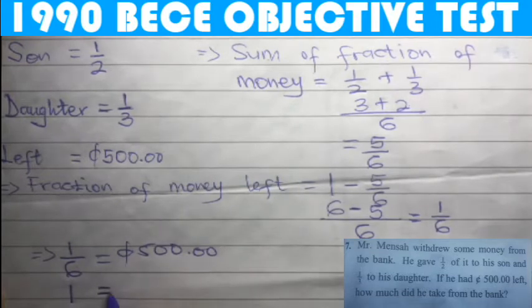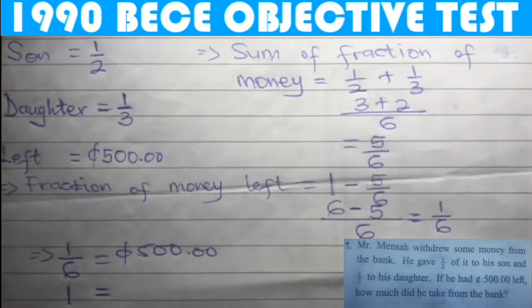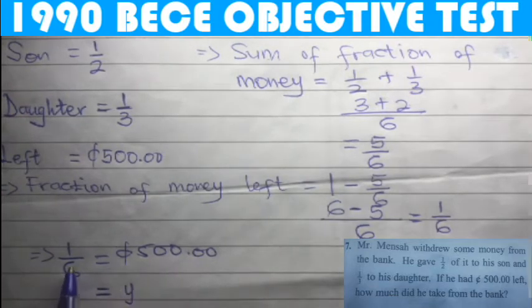So the total fraction, which is 1, will also be equivalent to the total sum of money the man took from the bank. And the total sum of money the man took from the bank is not known. So we use any variable such as y to represent the total sum of money the man took from the bank. So from here, we cross multiply to find the value of y, which represents the total amount of money the man took from the bank. So over here, 1 is going to multiply this, and then y will multiply 1 out of 6.